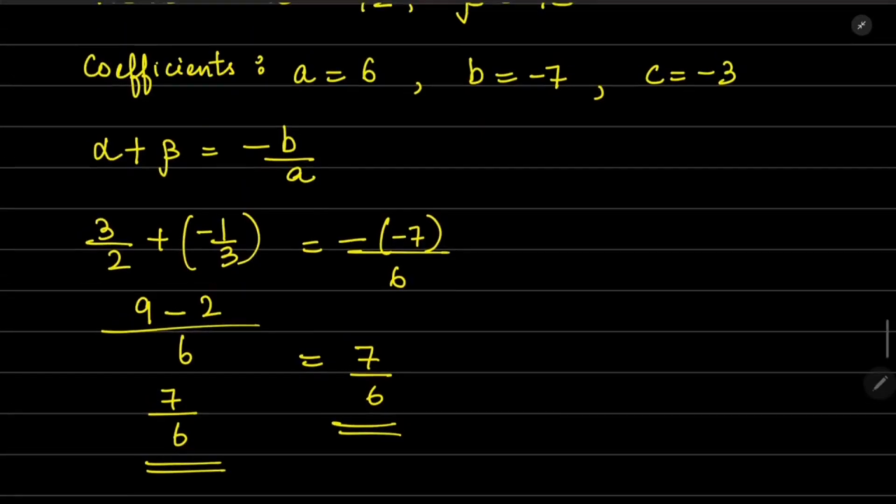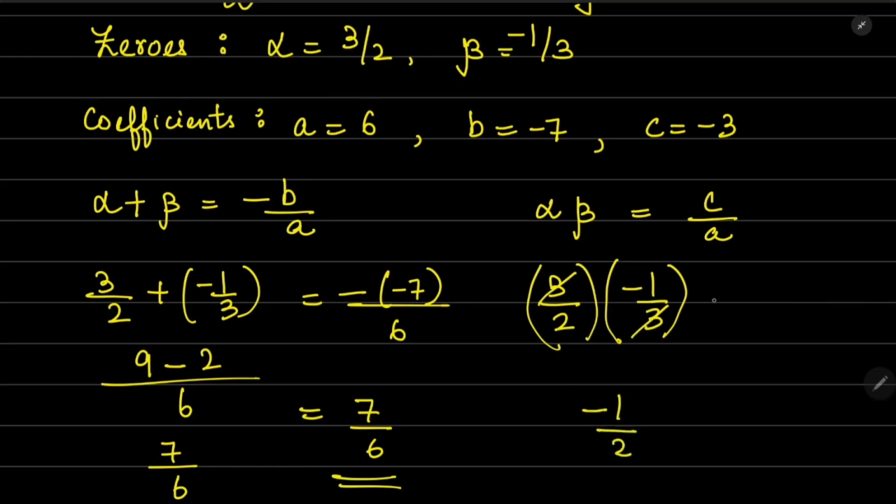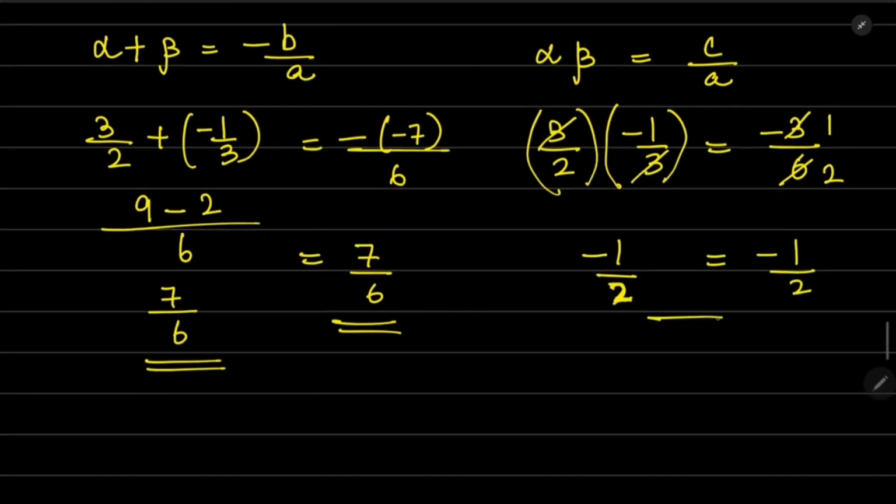Now let us take the other relationship, that is alpha into beta should be equal to c by a. So what is alpha? 3 by 2 multiplied by beta, which is minus 1 by 3. So 3 and 3 get cancelled, you will get minus 1 by 2 in the LHS. Minus 1 by 2. What is c? C is minus 3 divided by what is a? 6. So again, if you cancel, 3 ones are 3, 3 twos are 6. So you'll have a minus sign already, so it's minus 1 by 2. Hence verified.